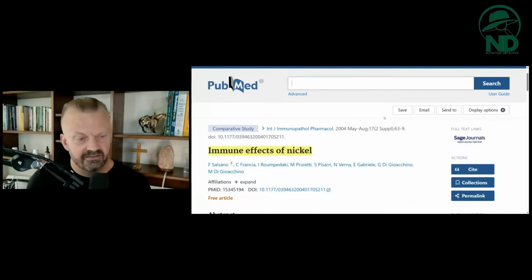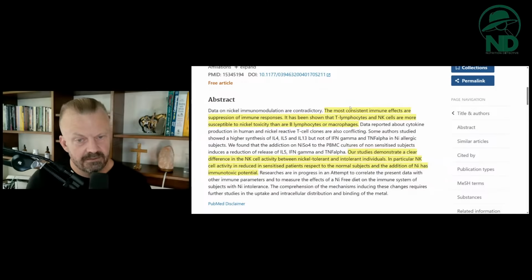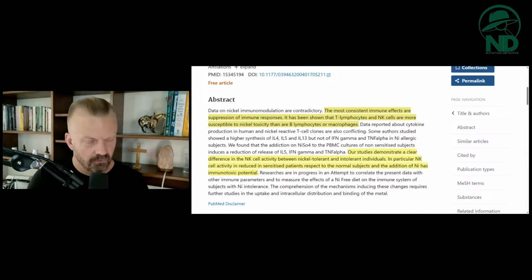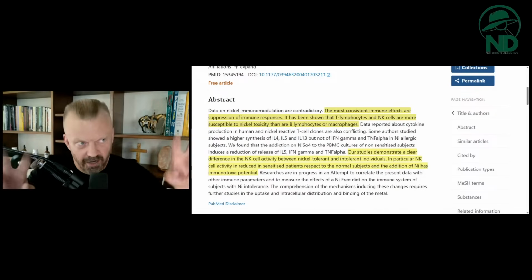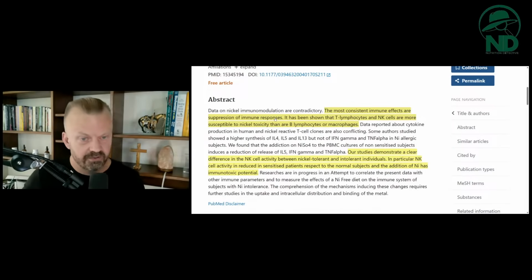And then let's hit on this last one, the immune effects of nickel. The most consistent immune effects are suppression of immune responses. So why are all these immunosuppression researchers not looking at nickel levels? Well, they would look at nickel in the blood and nickel in the urine and go, well, they're within 95% of the people out there, so therefore they're not nickel toxic.